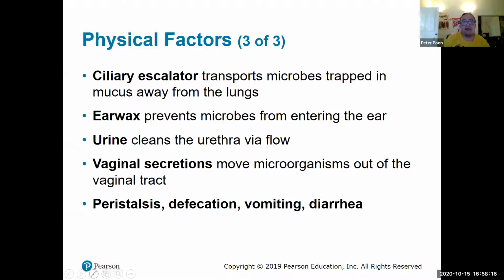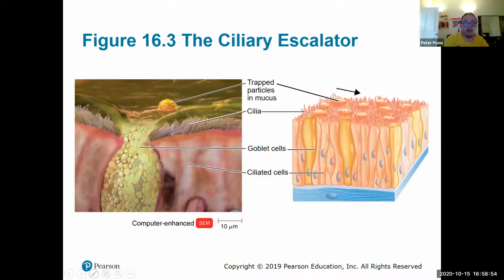All right. Other physical factors: the ciliary escalator. We talked about this anatomy as well. It transports microbes trapped in the mucus away from the lungs and into your throat. Okay, earwax. The reason why you have earwax is pretty straightforward. They prevent microbes from entering the ear. Urine cleans the urethra. Vaginal secretions move things out of the vagina, etc., etc. So this is a ciliary escalator.